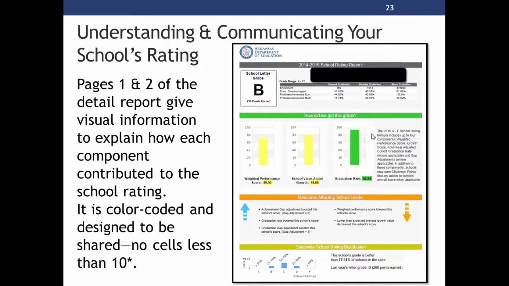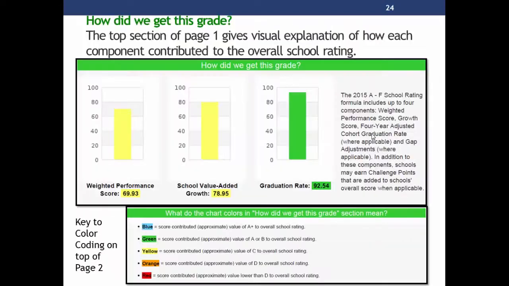So page 1 and page 2 of your school detail report for the school grade are intended to be shared with the public, to be printed and shared. Let's take a look at the information that's on there. One section of the report, the large middle section of the first page, has the question, how did we get this grade? This gives the visual explanation of how each of the components contributed to the overall school rating.